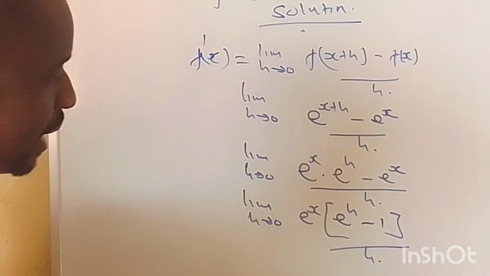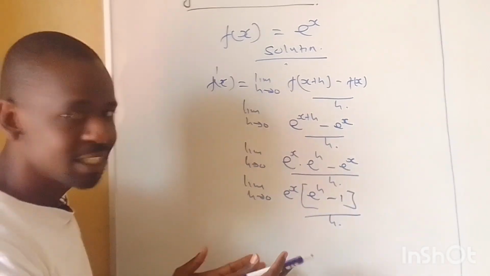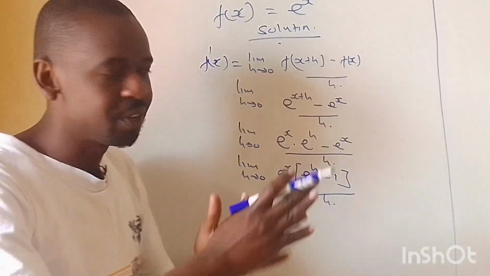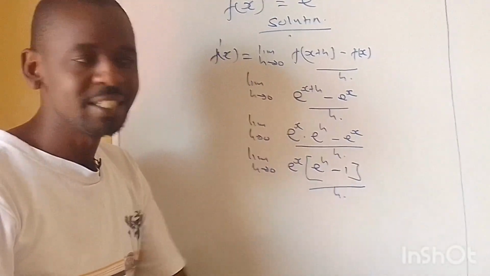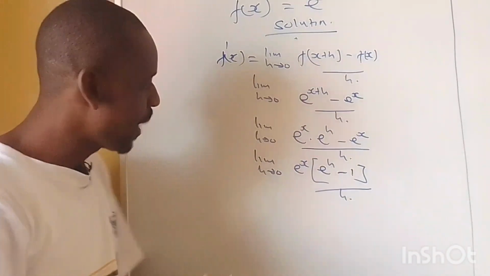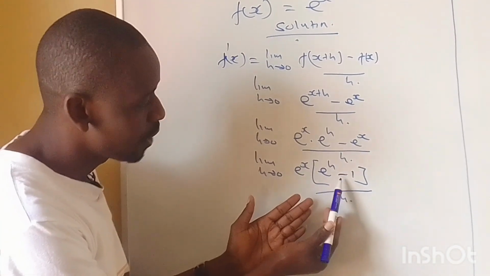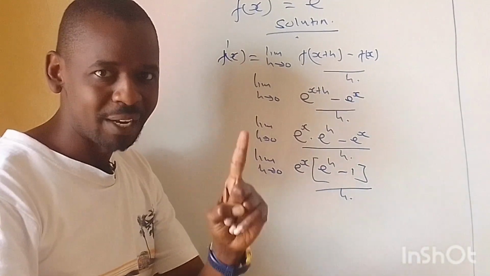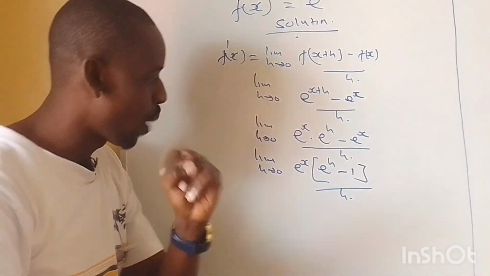I hope we are together. But now, there's something here that we know: the derivative of e raised to x, I know you've done it before, is equal to e raised to x. So that means that this part here, which is e raised to h minus 1 over h, is equal to 1. We want to see how that one is equal to 1.